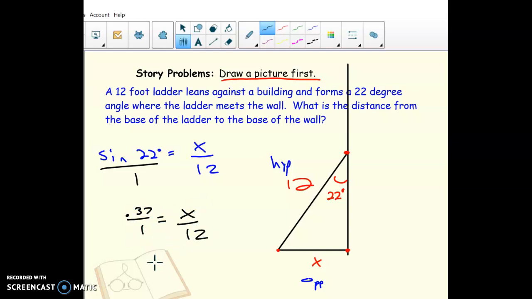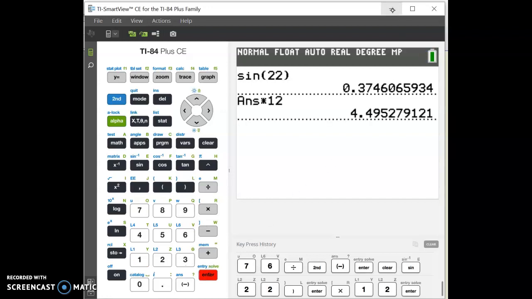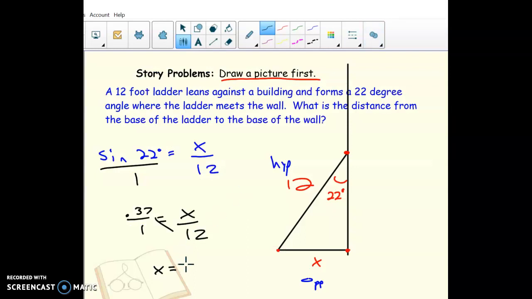So I get 0.37 over 1 equals x over 12. And now I do my cross product. So 1 times x is just x, and the other one is 0.37 times 12. I'm just going to take this times 12. We should get something less than our hypotenuse. So we get approximately 4.5. All right, so that missing side there is 4.5.